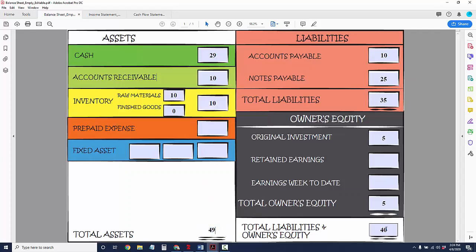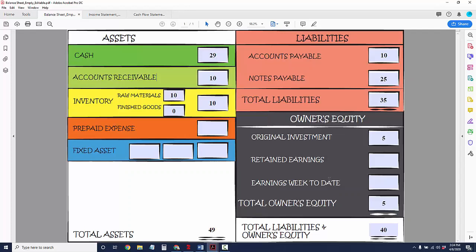So note that we are not in balance here. So we have to change something here under liabilities and owner's equity. And the thing is, when we sold this ice cream, we made money. We made a profit, okay? We made some earnings. And so that has to be reflected because that increases the owner's equity in the business.